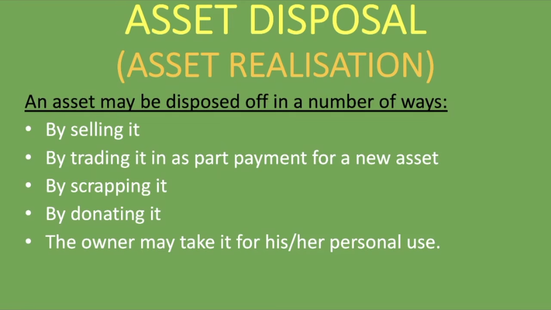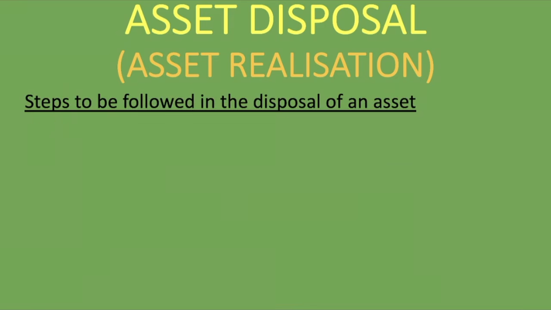So when you dispose of an asset, what steps do you follow when you're doing the journal entries for the disposal? Well, it's very important to understand the steps, and it's also important to know what you do in each particular step. So once you know what the steps are, then it's easy to know what you need to do when you're asked to do the journal entry with regard to asset disposal. So let's look at the steps that you follow when doing the asset disposal.